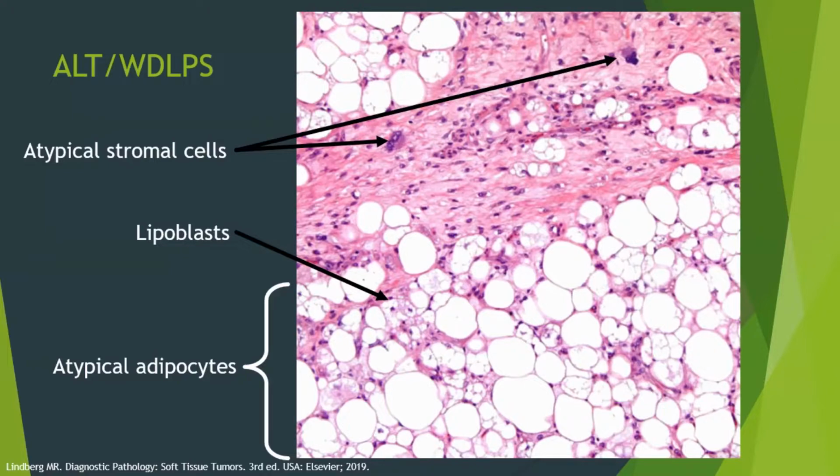So you have atypical adipocytes at the bottom half of the picture, and the atypical adipocytes are characterized by differences in the sizes of the adipocytes and the lipoblasts. Take note that for ALT well-differentiated liposarcoma, lipoblasts are not necessary for the diagnosis. At the top half, you see that there are atypical stromal cells which are enlarged and have hyperchromatic nuclei.